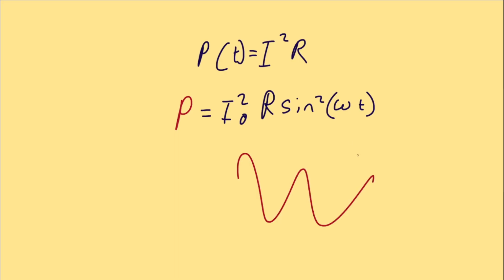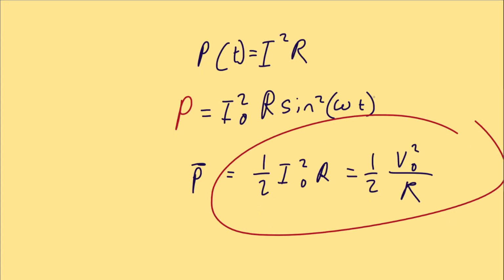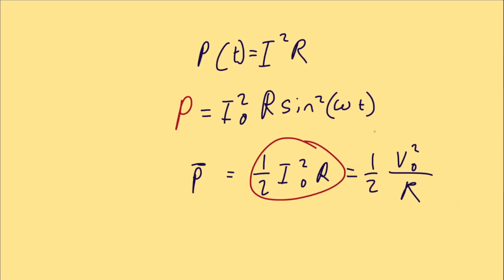And since it fluctuates, average power might be something useful to know. Average power is given with 1 over 2 I0 squared R, or 1 over 2 V0 squared over R. Don't worry if it looks quite complicated, because when you use these equations in problems, it all makes sense. And you don't have to memorize these if you get the free cheat sheet in the description. This is what matters in real life, not the peak voltage or the peak current, but the effective average.